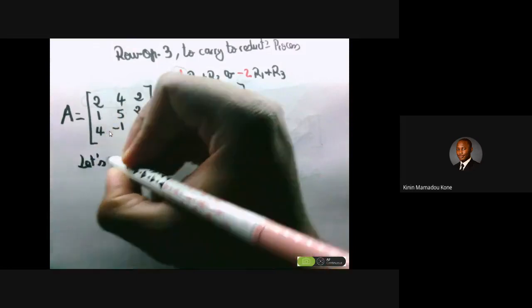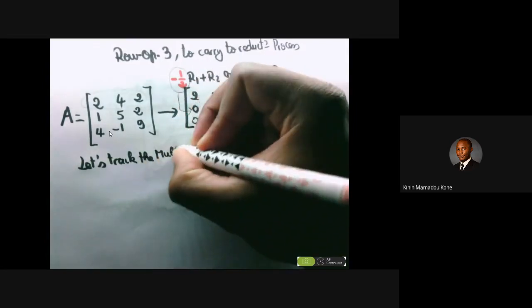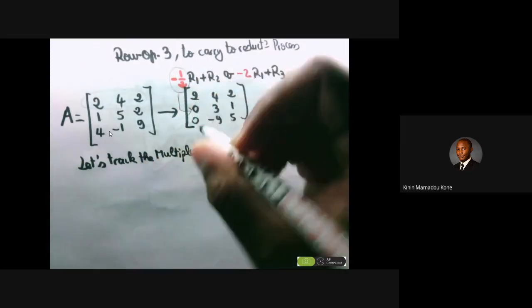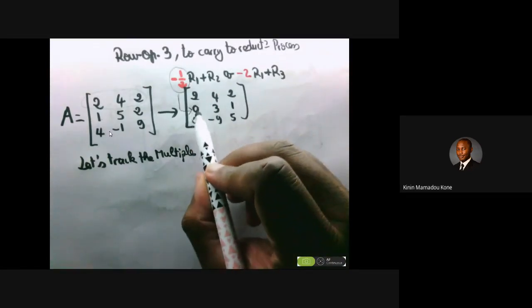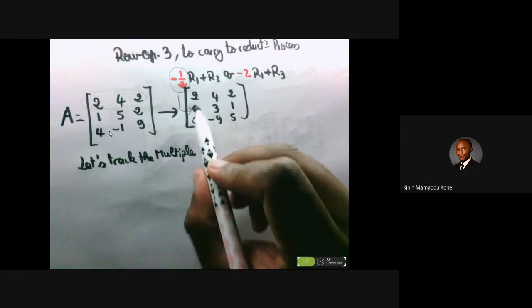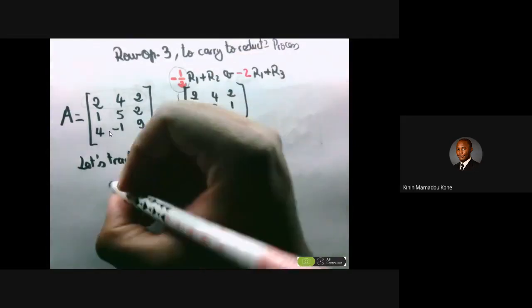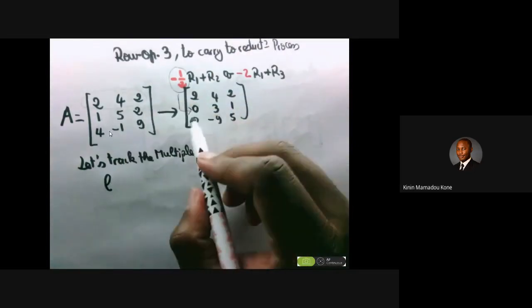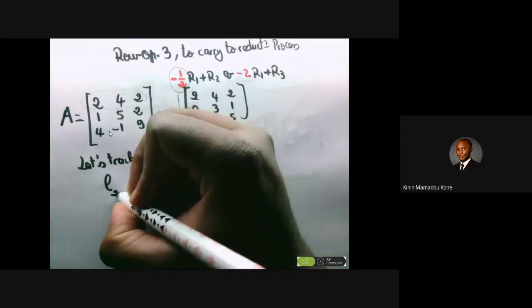Let's track the multiples. The multiples that we use to cancel this row, this entry, we're going to call it L, because it cancels the entry 2 1. Call it L 2 1.